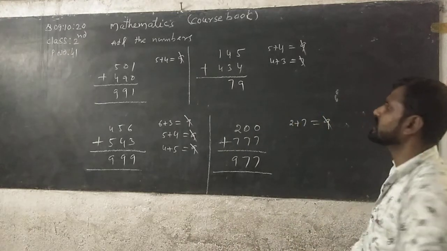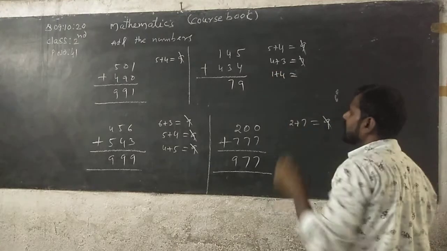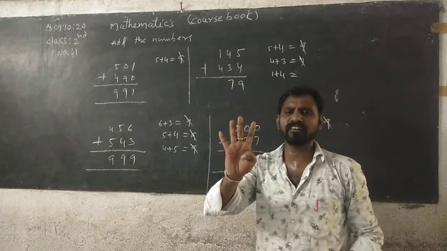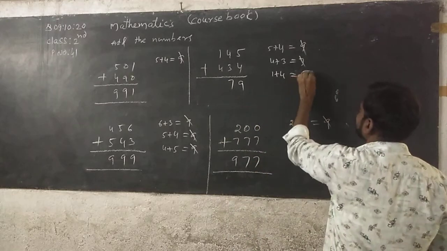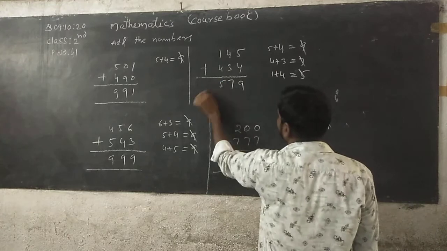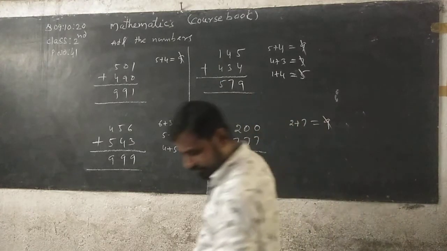Now next we add the digits in hundreds place, that is 1 plus 4. Keep 1 in your mind and you have to take 4 fingers in your hand. You can count 1, after that 2, 3, 4, 5. 1 plus 4, what we get, beta? 5. Write down under hundreds column. Sum is equal to 579.